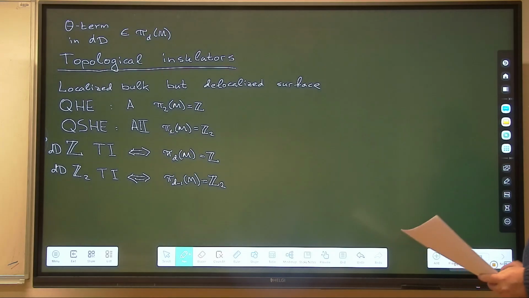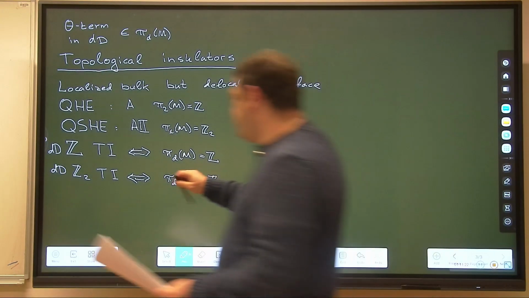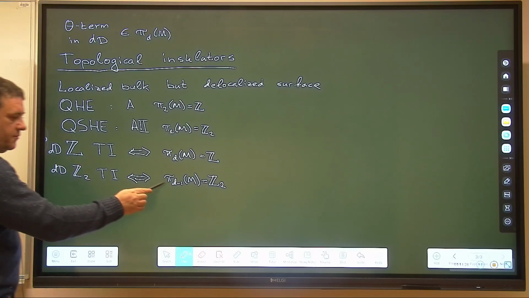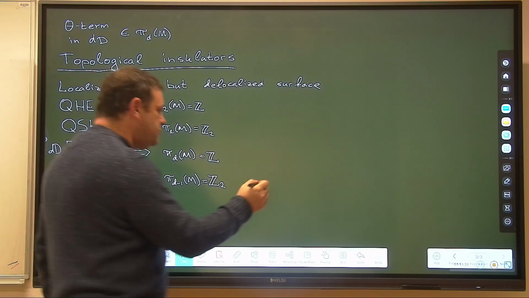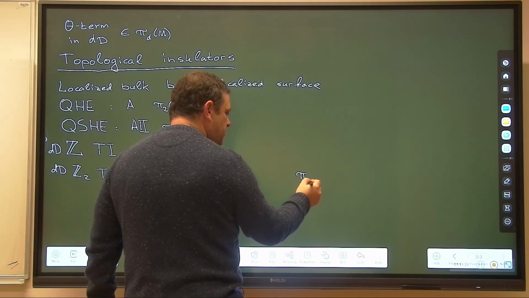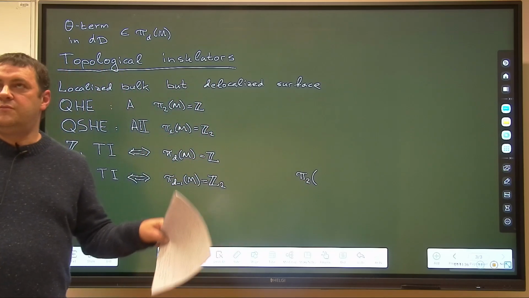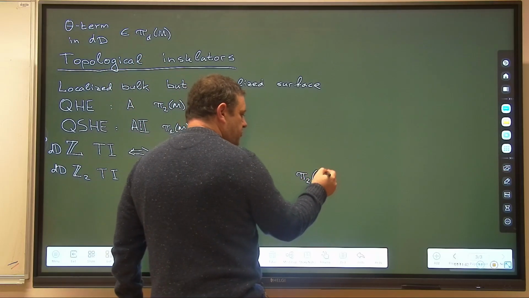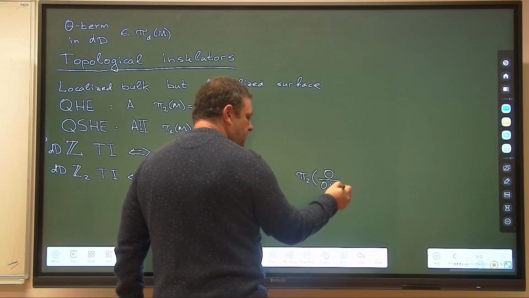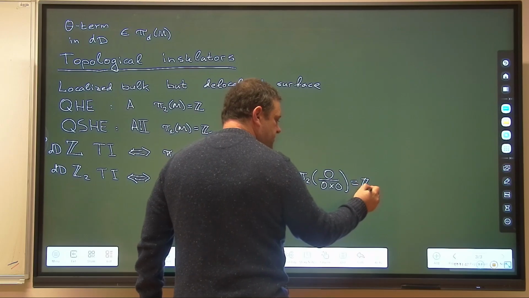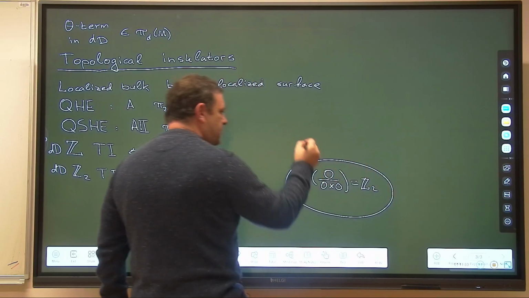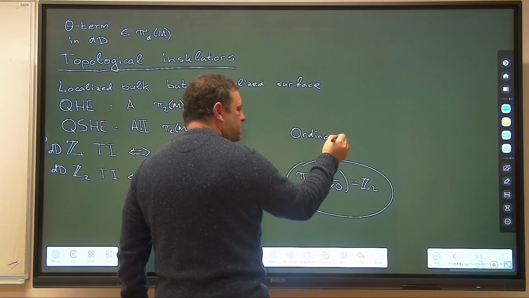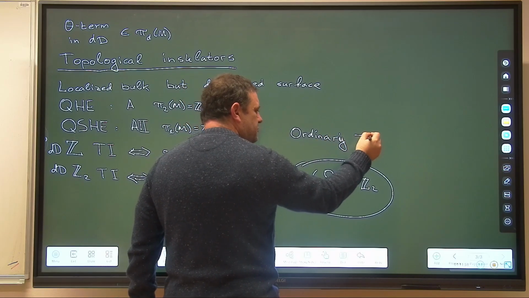So let me move on. So it is this case, Z2 topological insulator in d dimensions is possible when pi d minus 1 of the manifold M is Z2. So pi 2 of the manifold of symplectic class, which is O divided by twice O, is actually Z2, and this allows us to have, let's say, ordinary topological insulators.